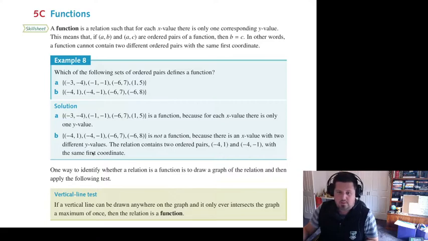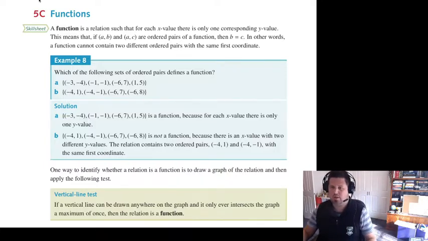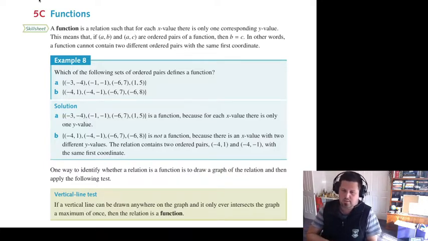You can do it that way, or you can do what was almost my favorite activity in the whole of maths methods: the vertical line test. It says, if a vertical line can be drawn anywhere on the graph and it only ever intersects the graph a maximum of once, then the relation is a function. I would get out my vertical line, often the meter ruler in the classroom. I'm not in the classroom at the moment, so I've just got a normal ruler.